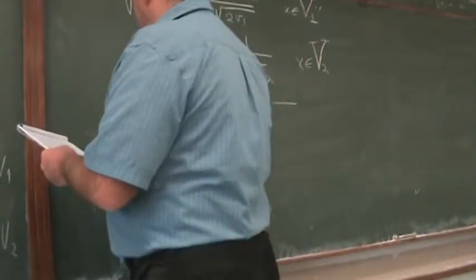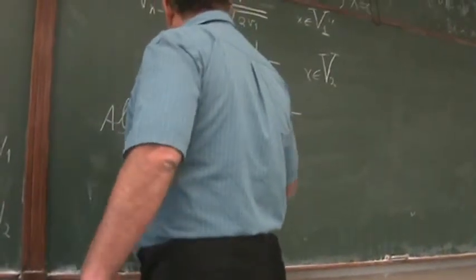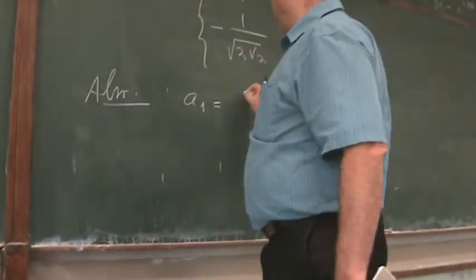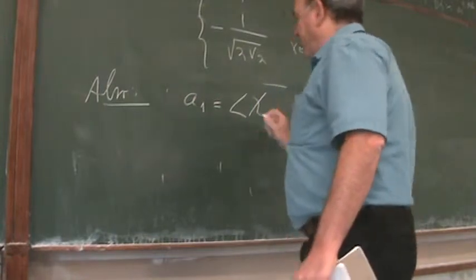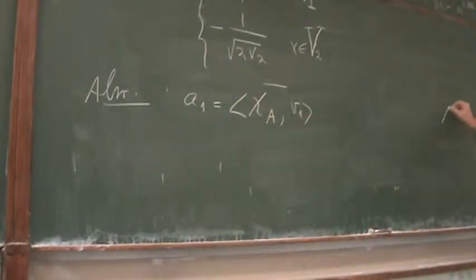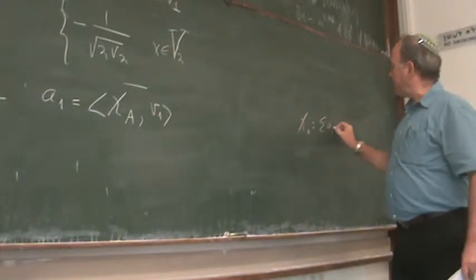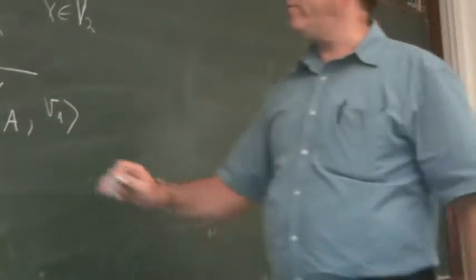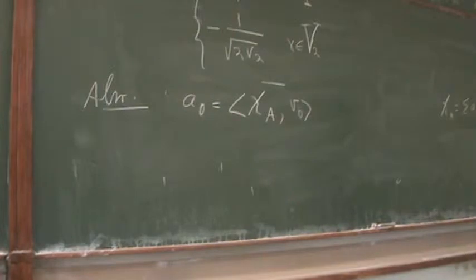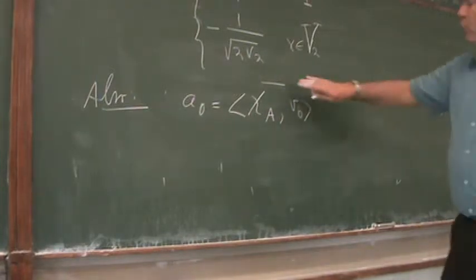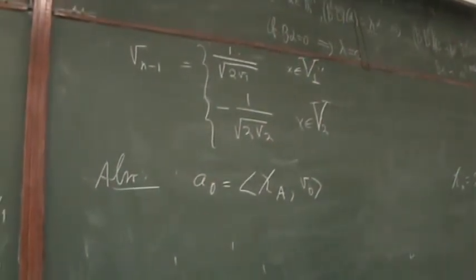Now, what we know? We know also that by definition, a1 is equal to the inner product of chi of A with v1, right? If I write a vector chi A using an orthonormal basis, this is a0. Now, but we know how to compute this inner product. Why do we know how to compute this inner product?